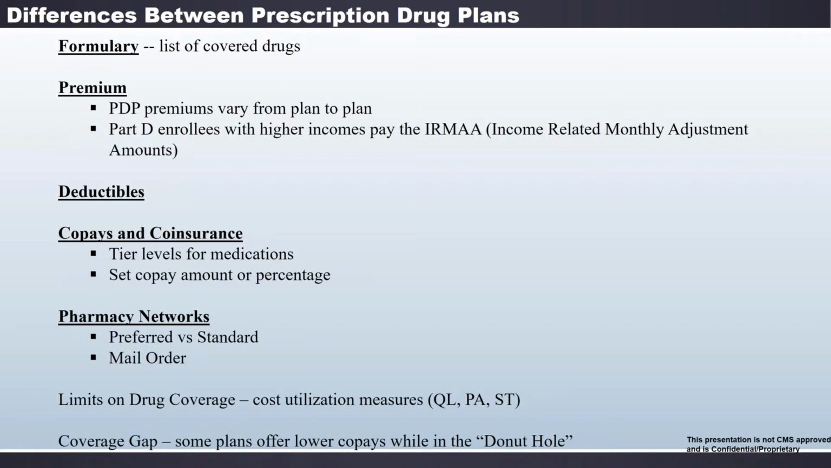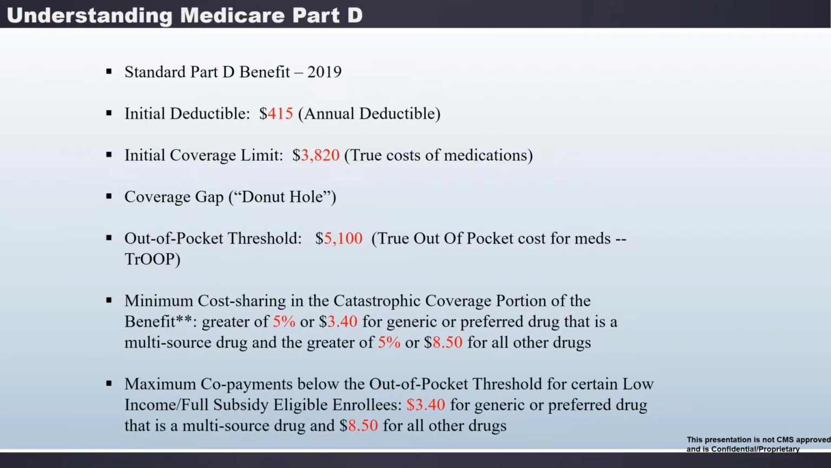And ST is step therapy, normally associated with high cost drugs, where there's multiple lower cost drugs available in the same therapeutic category. And the insurance company may require that the lesser cost drugs are tried first before they will jump in and cover that more expensive drug. And the coverage gap. Some plans offer lower copays while in the donut hole. More on that coming up here.